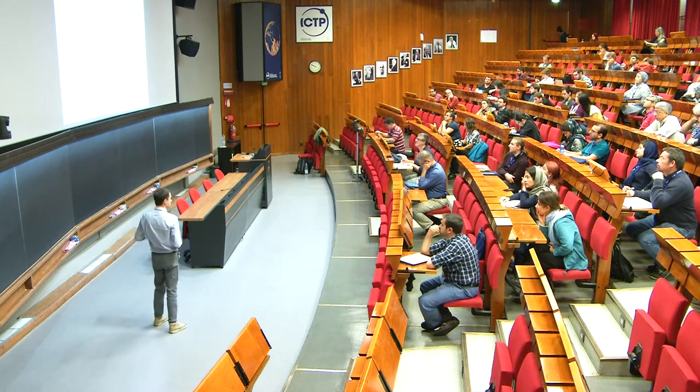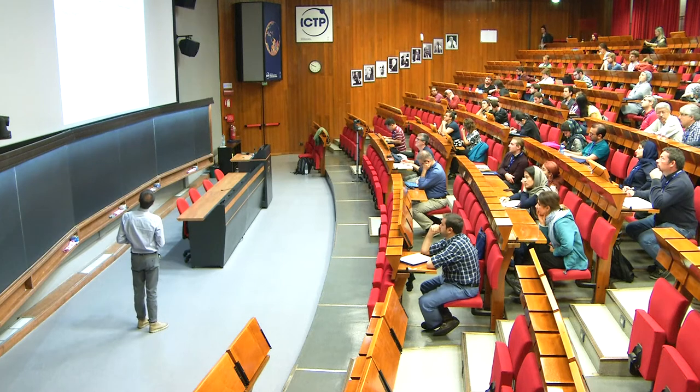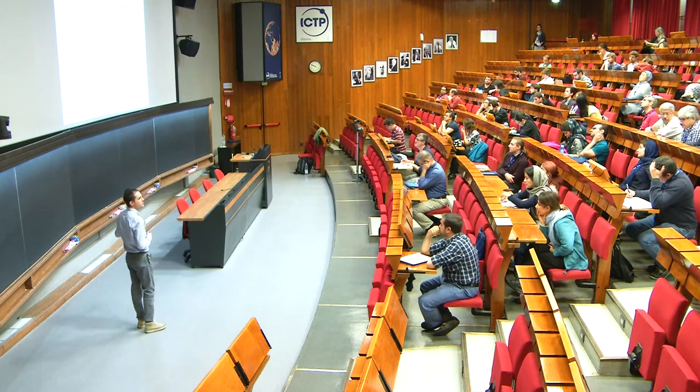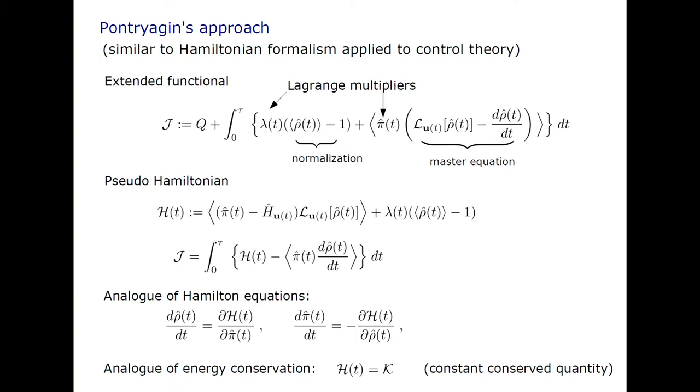So how can we do this optimization? We want to minimize Q, and we use a Lagrange multiplier approach, because we minimize Q with respect to all possible trajectories that are normalized and obey the master equation. The way to do this is to use Lagrange multipliers: a number for the normalization, and an operator to impose the master equation. It's a standard approach to Lagrange optimization in control theory.